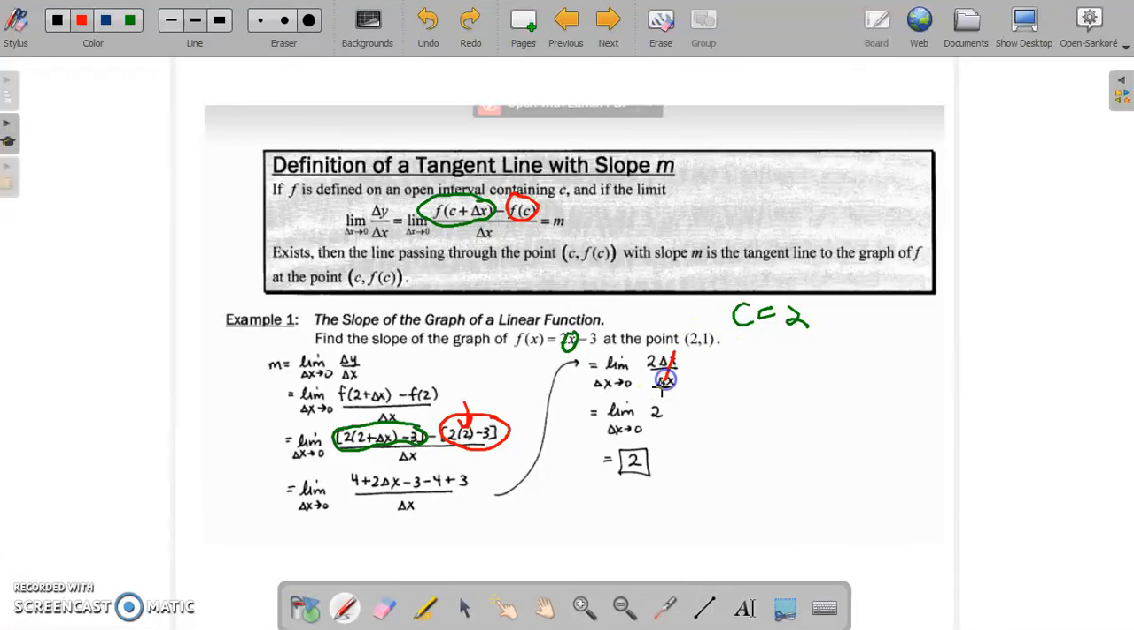Well, we know that that cancels. So the limit as delta x approaches 0 is 2. Okay? And we knew the slope was 2. We could tell that. This is just a line. Okay?